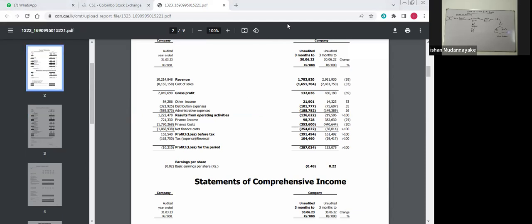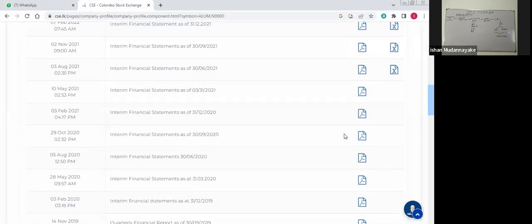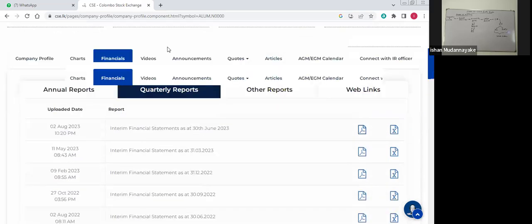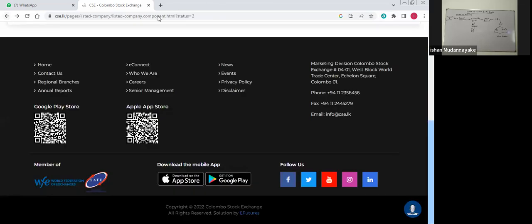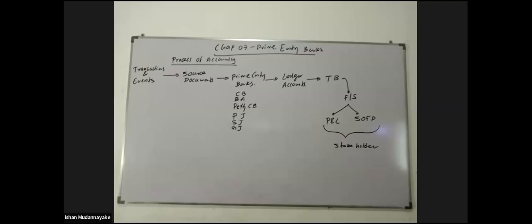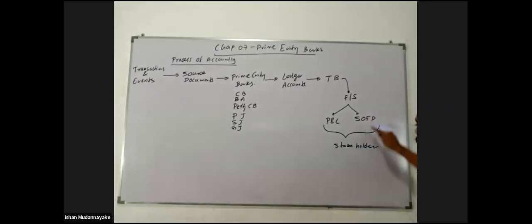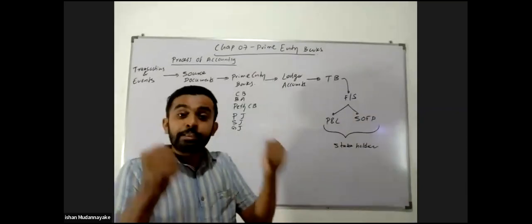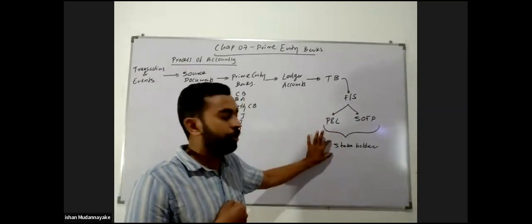Colombo Stock Exchange, Alimax PLC. Okay, right. Then the purpose of accounting is what? Providing information to stakeholders regarding the business. To take various decisions, you need to submit financial information to stakeholders.